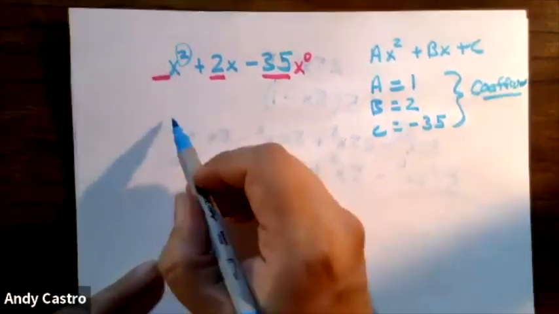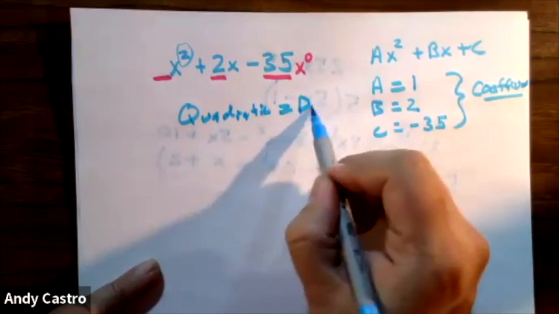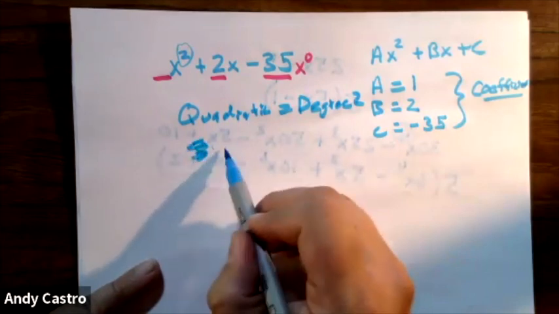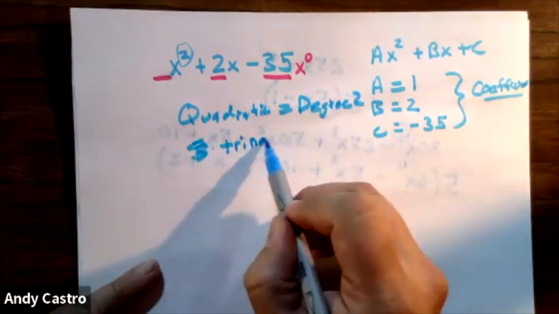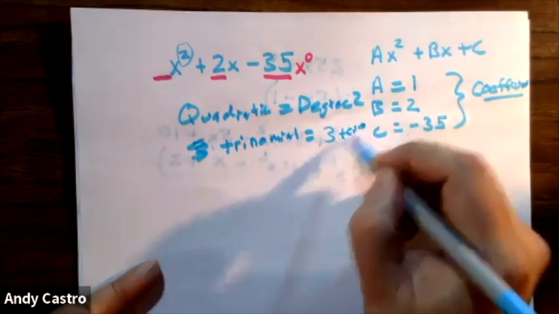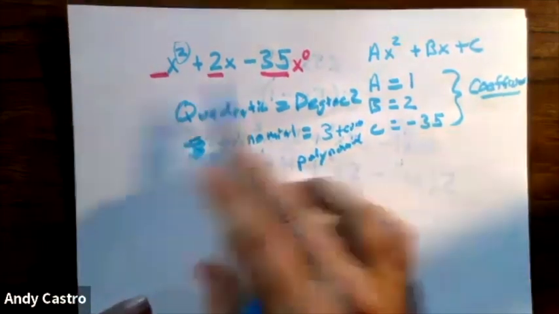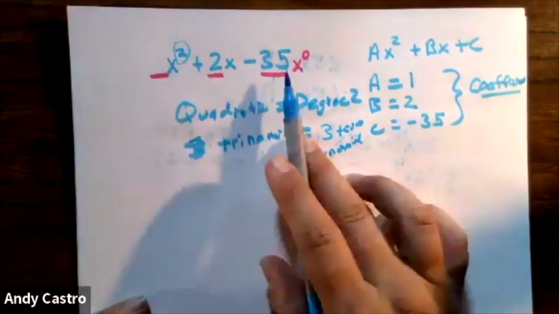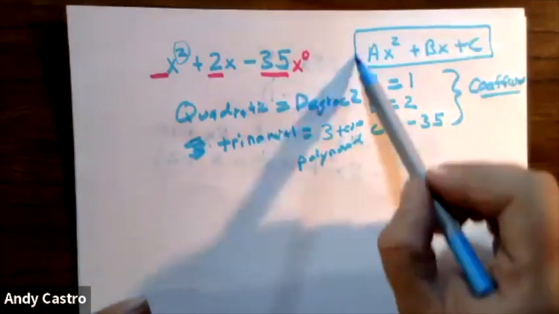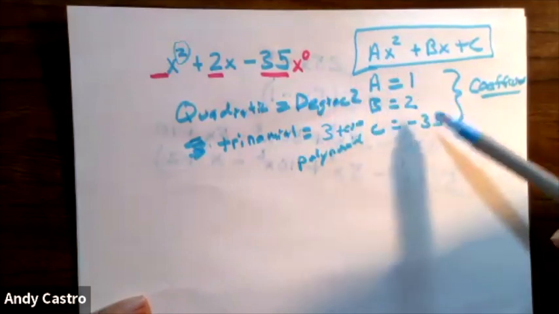Remember, this is what's called a quadratic, or a degree 2. And this is a trinomial, or what's called a 3-term polynomial. Same thing. So we have a 3-term polynomial. It's degree 2, which means it's quadratic. This is the normal form that every quadratic takes, and we have coefficients 1, 2, and negative 35.